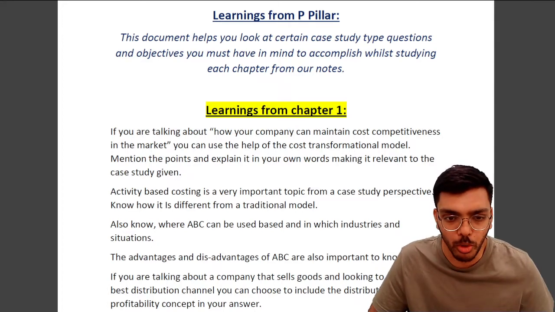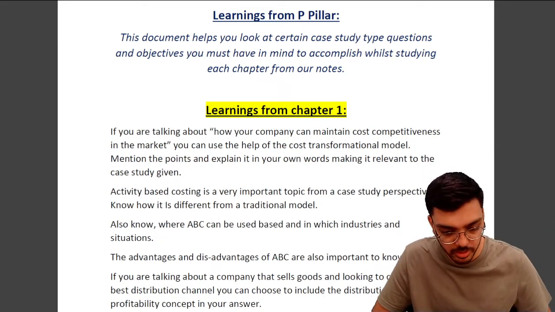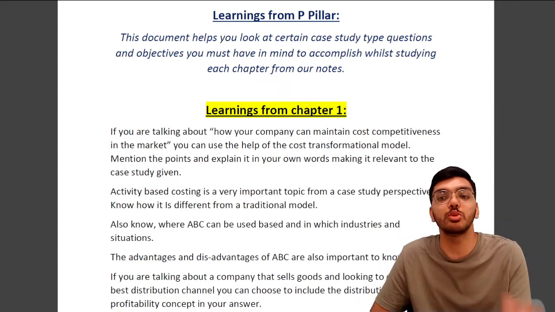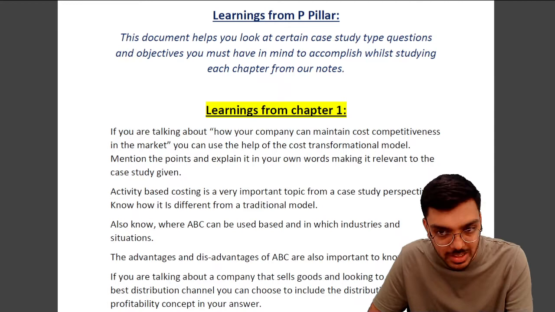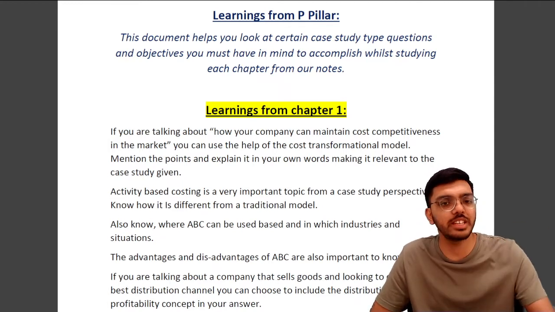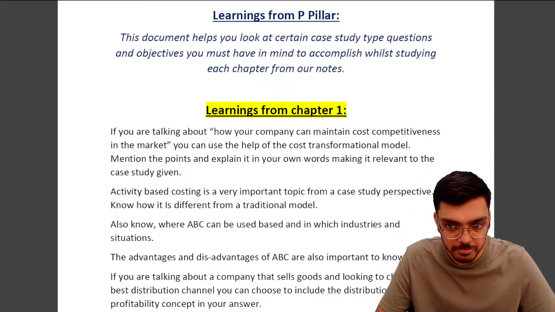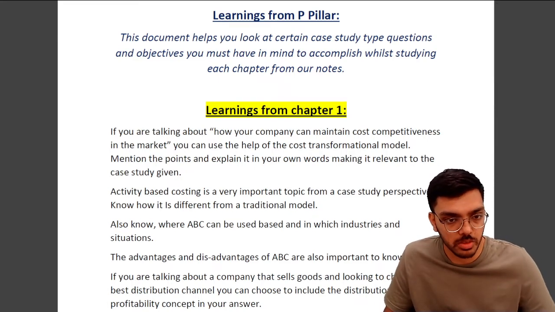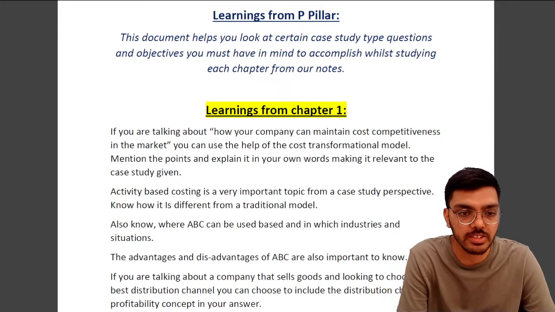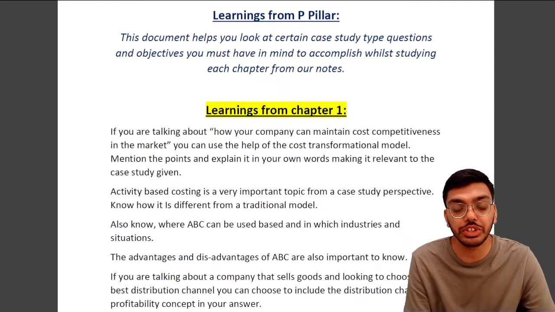Because not everything is important from the case study perspective, right? You can't remember everything from the case study perspective. So we'll give you 5-6 learnings, 5-6 pointers that you must know from that particular chapter. For a very simple example, in chapter number 1 of P2, activity based costing is prominent. So I've said here in paragraph number 2, activity based costing is a very important topic from the case study perspective. Know how it is different from a traditional model.